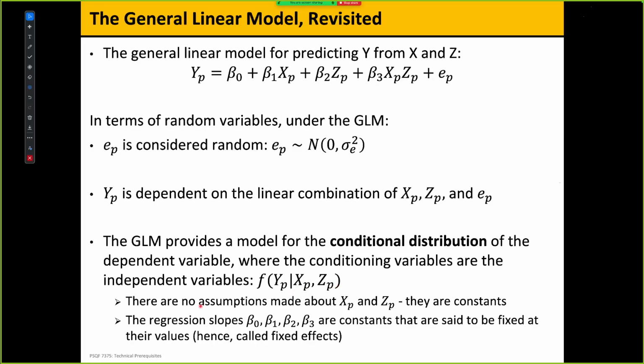And you'll note when I specify it this way, I'm making no assumption about their distribution, right? So what I would say is there's no marginal distribution of x here, and there's no marginal distribution of z here. It's just y conditional on x and z. I'm not doing anything else. The slopes themselves are also thought to be constants from a frequentist point of view. Now in Bayesian, we start to give those distributions, but let's stay frequentist for right now.